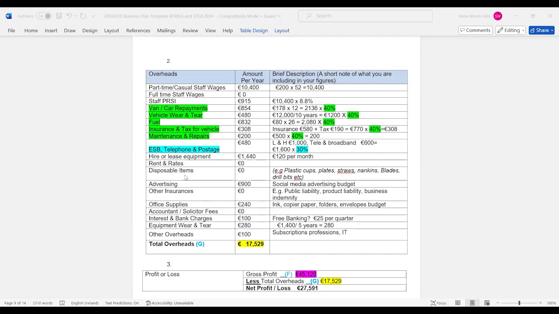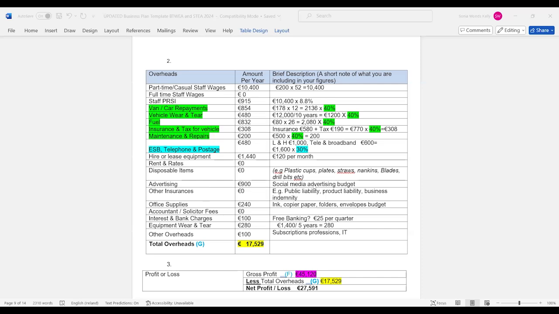If you have any disposable items, examples of disposable items would be plastic cups, plates, straws, napkins, blades, drill bits, nail files, anything of that nature that you're buying, using, and then disposing of. Work out an estimate of what you feel they're going to be for the year and put the amount in here. The next item is advertising and marketing.